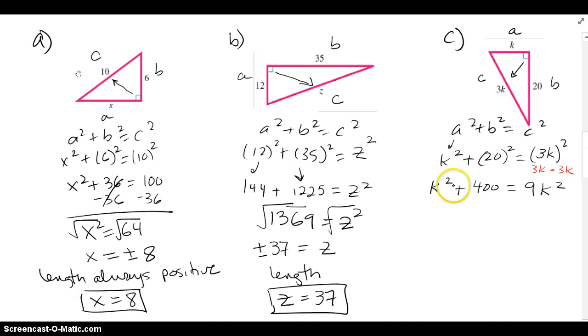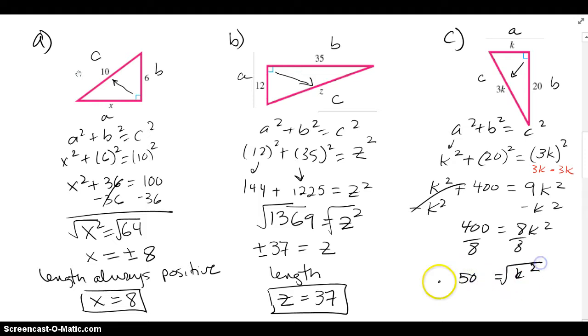Now I go ahead and isolate the K squared quantity to make it look like one of these equations. So I'm going to move this K squared to the other side. That's 400 equals 8K squared. Divide by 8 and we get K squared equals 50. Now I'm ready to take the square root of both sides. So K is plus or minus the square root of 50.